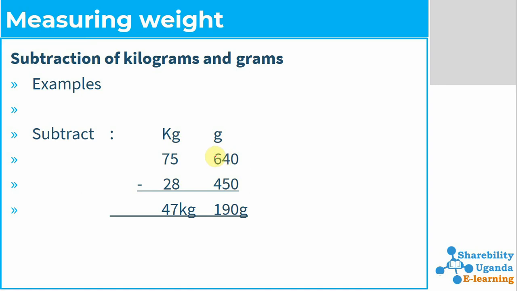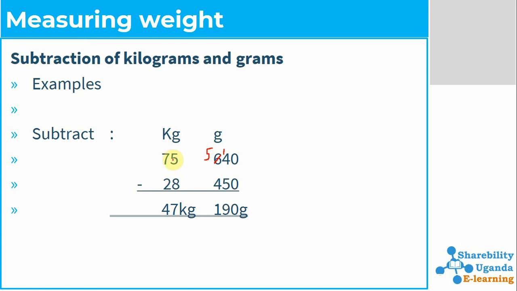When we borrow one from here, we shall remain with the 5, and then this becomes 14. 14 minus 5, we come up with a 9. Then here we have 5 minus 4, remaining with 1. That's great. Then also here we have 75 minus 28.